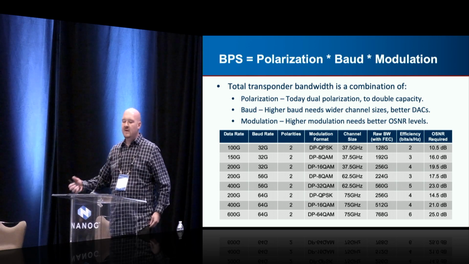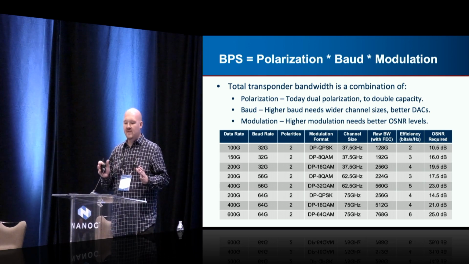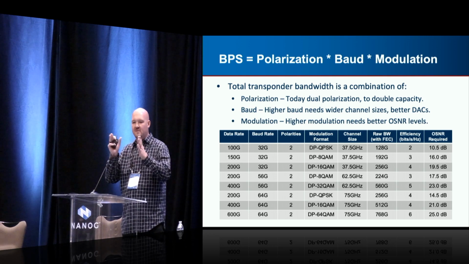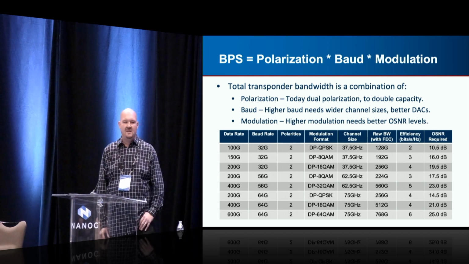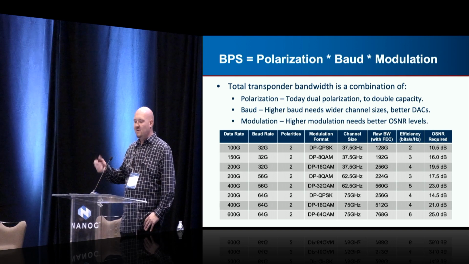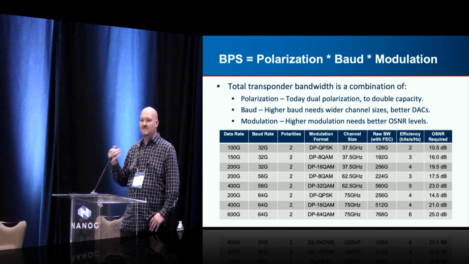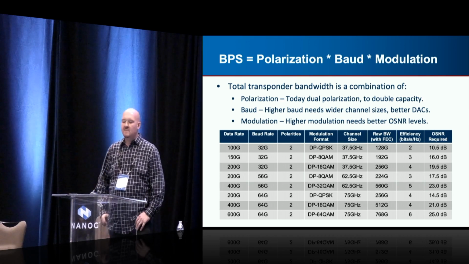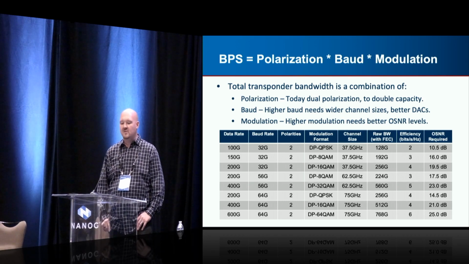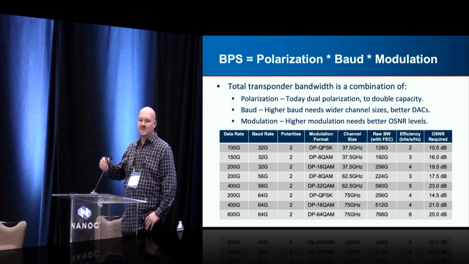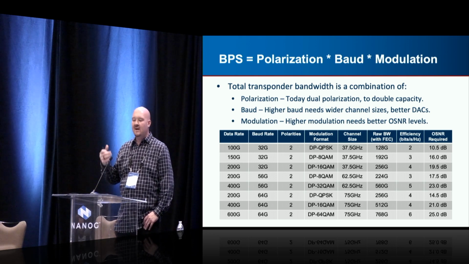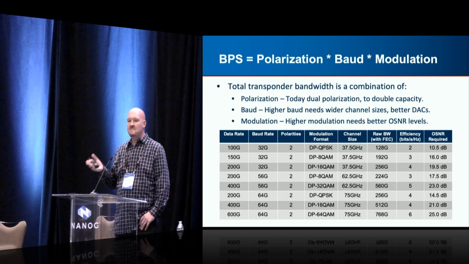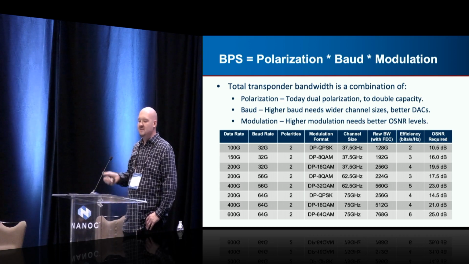So the higher the baud rate, the wider the channel size you need, because the baud rate is directly proportional to the width of the laser. So you need these better quality DACs, but we get better and better at designing DACs that are able to work with these higher baud rates. And modulation is how we encode the data. So the higher the modulation you go, the higher an OSNR you need. So you end up with this big table, right? You end up with these many different ways to achieve a given rate.